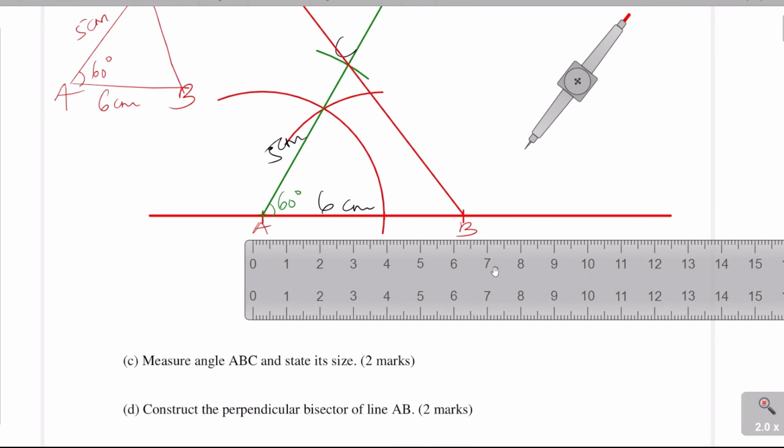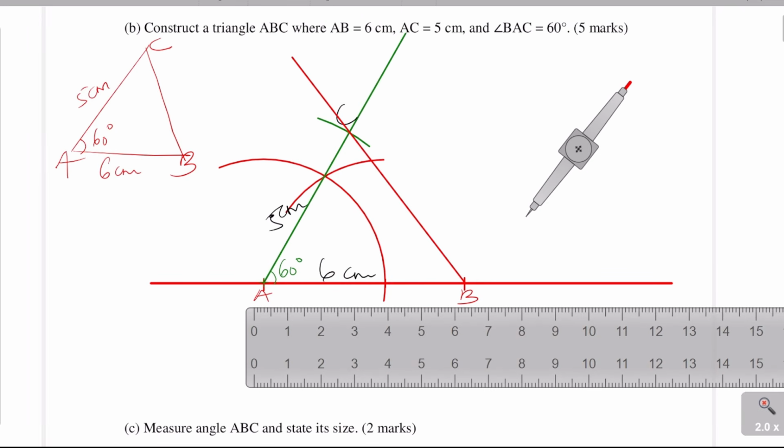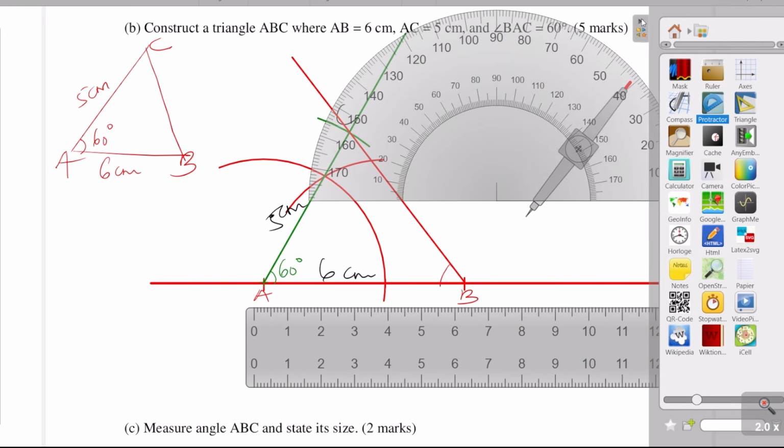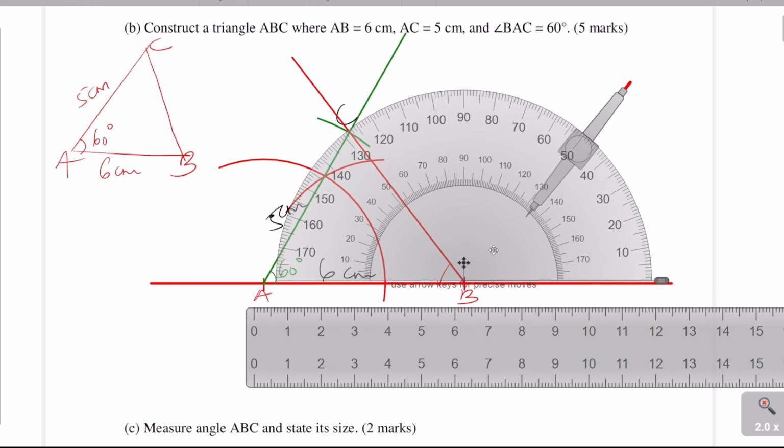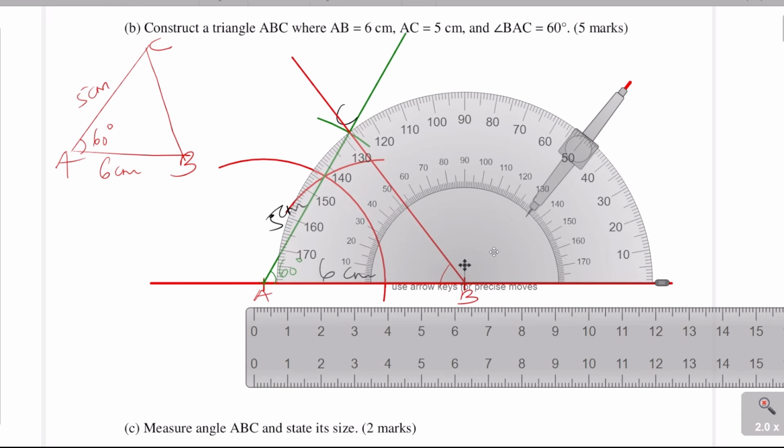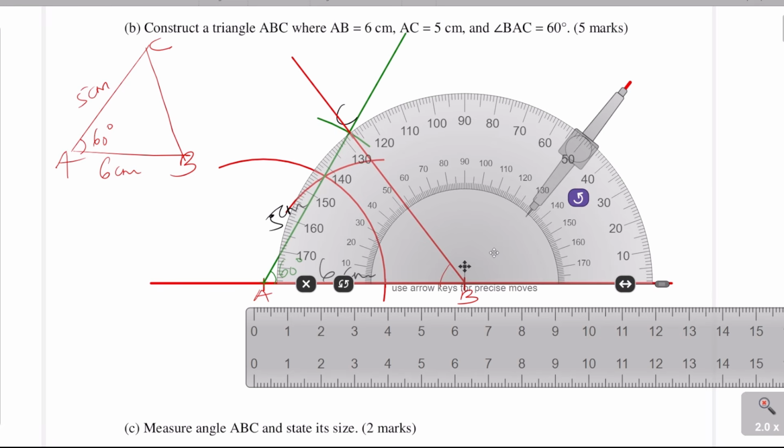Measure the angle ABC and state its size. ABC is this angle that is there. So you need to measure that. You need a protractor to do this. To measure that angle, simply place your protractor like this. The central part of the protractor should be at B. Should be there. And you read that angle.